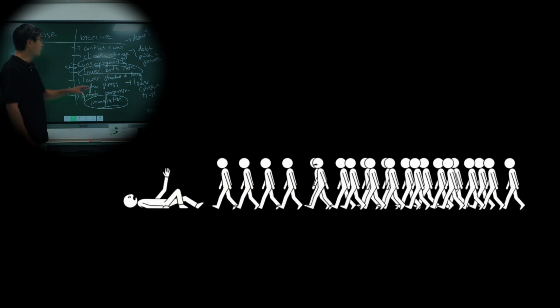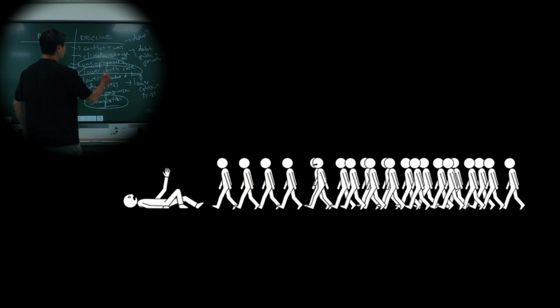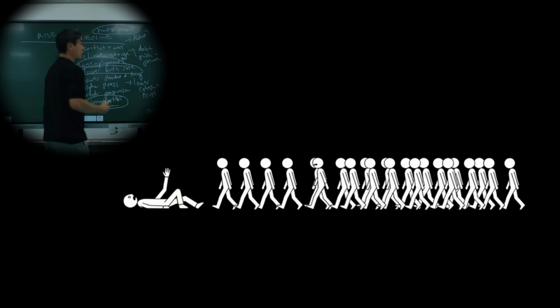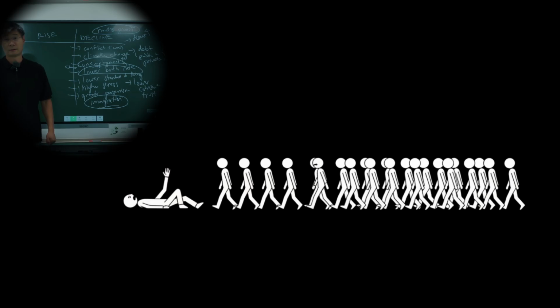Another sign of decline is also that housing prices go up. So people can no longer afford to buy a house. This is true in China. Young people can no longer afford to buy a house, but it's also true throughout the world. It's really hard for young people to get by.